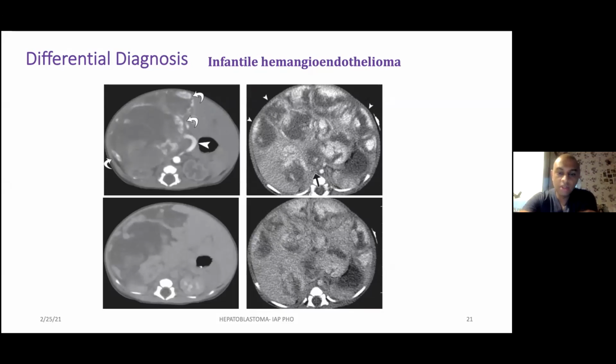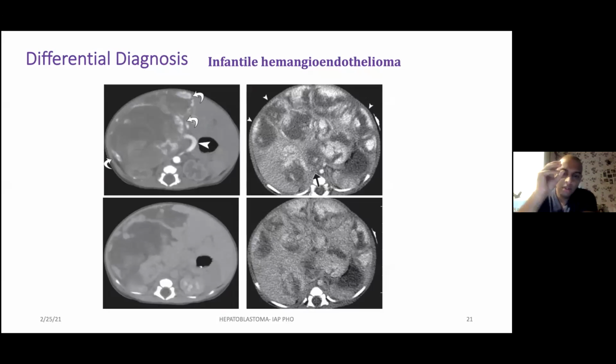Now there are 2 types: the focal type and the multifocal or diffuse types. Infantile hemangioendotheliomas are very vascular tumors, or more or less vascular dysplasias. In these lesions, you will have intense enhancement, that is peripheral, nodular, intense enhancement in the arterial phase, and progressive fill-in.